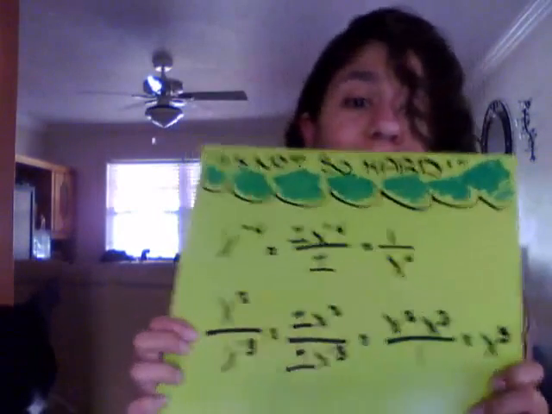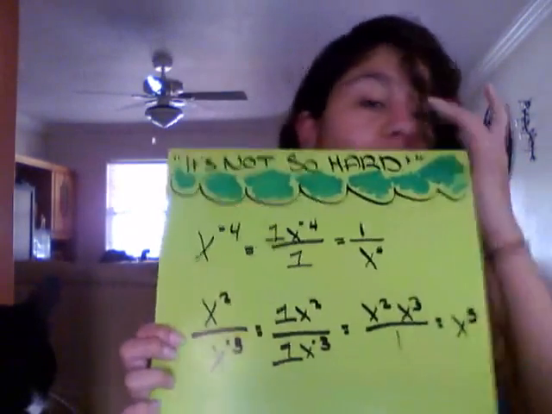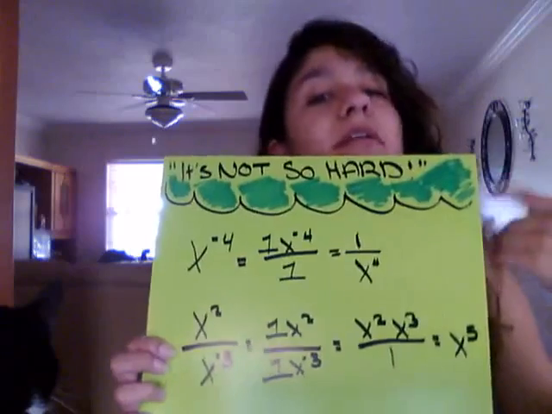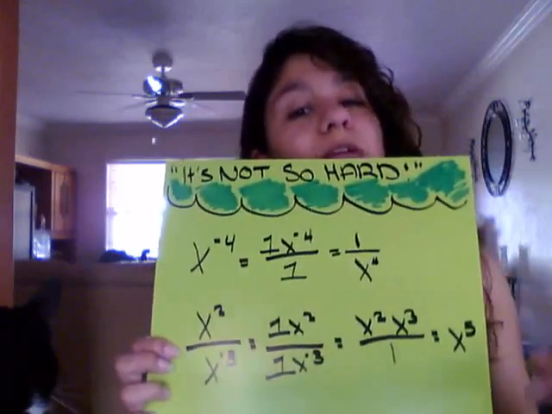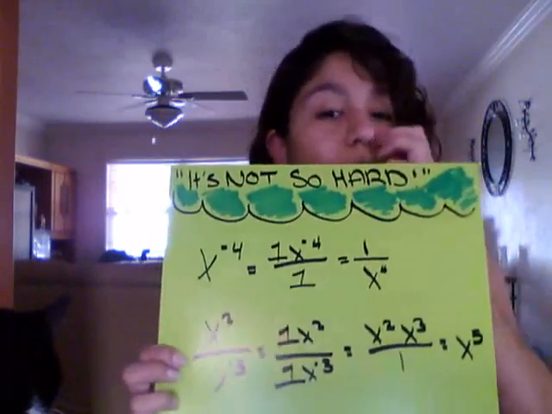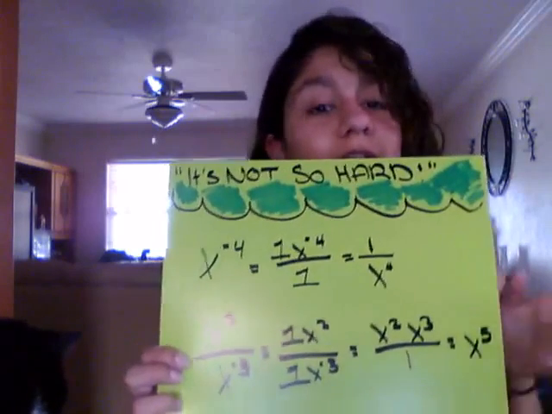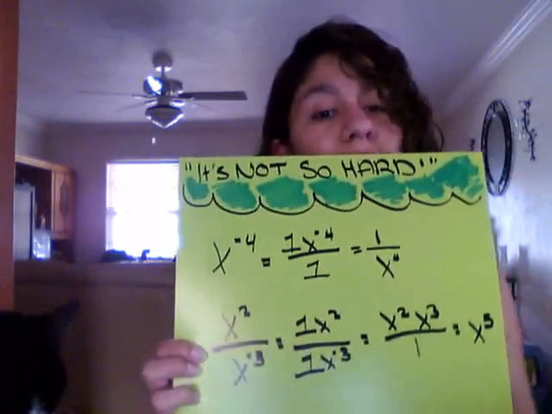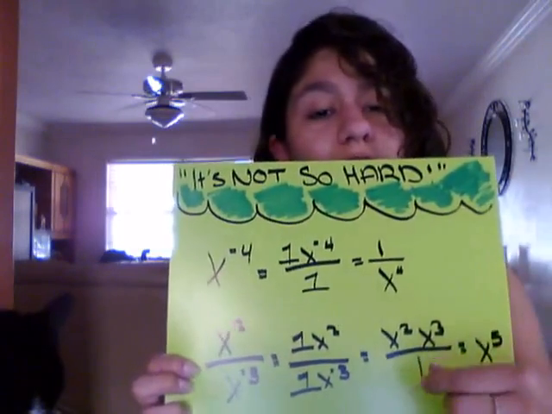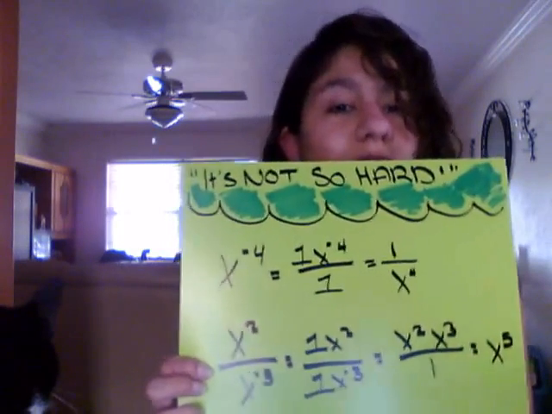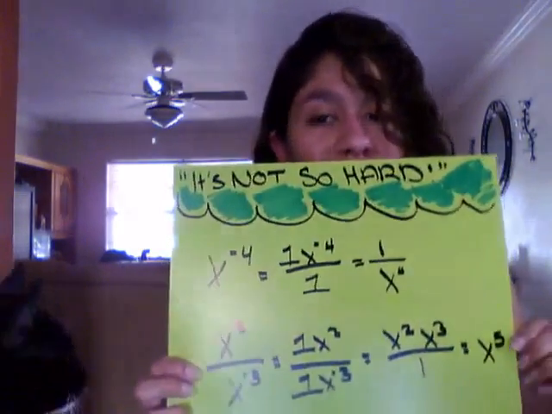Now, what if there's a negative already in the fraction like this? Then you do the same thing. You put in the ones, and instead of putting the negative in the denominator, you put it on top. And then you would do the same thing you did in the intermediate problems, which would be add x squared plus x cubed, which equals x to the fifth power. All right, well, there's a little quick lesson on exponents, and I hope you learned something.